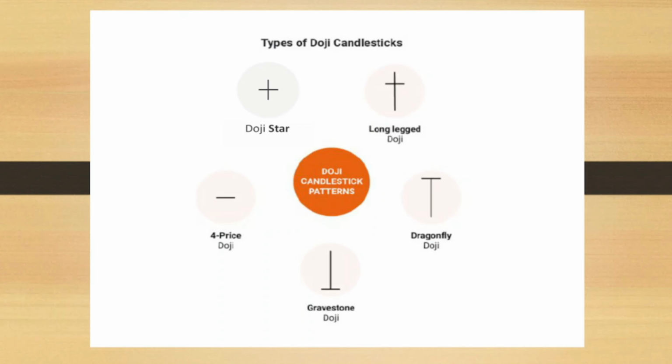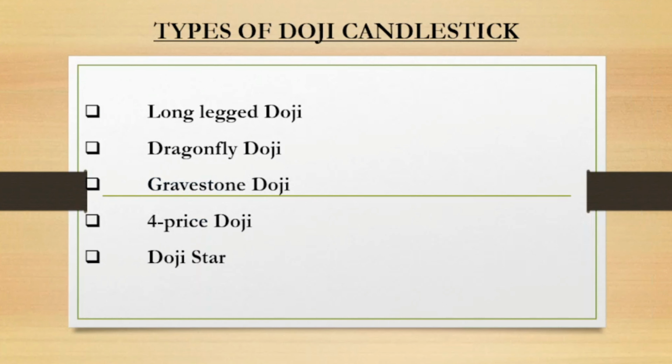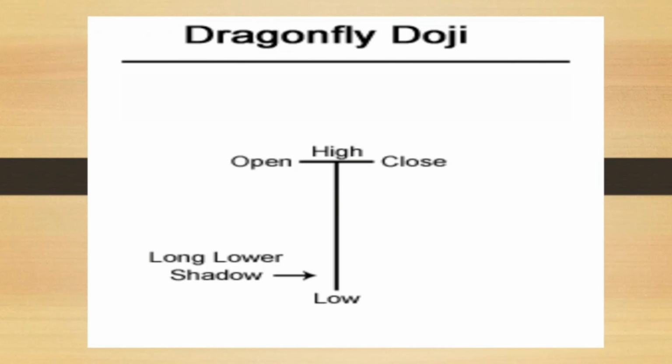Types of doji candlestick. We have 5 types of doji candlesticks. We have the long leg doji, the dragonfly doji, the gravestone doji, the 4 price doji, and the doji star. Now these are the 5 types of doji. We're going to be looking at them one after the other intensively. We'll start with the dragonfly.